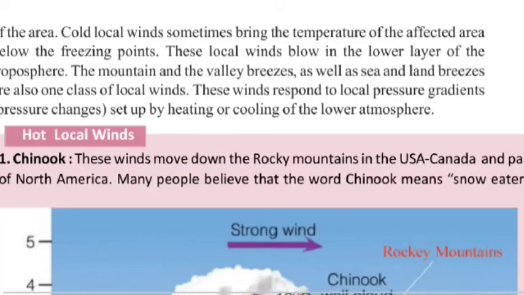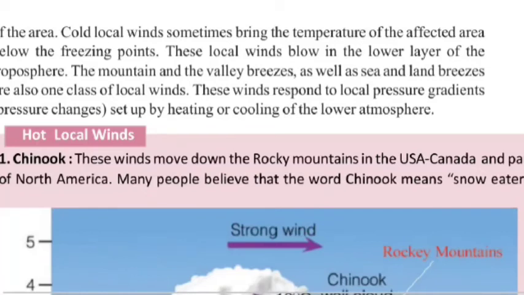These winds respond to local pressure gradients, meaning pressure changes set up by heating or cooling of the local atmosphere. Here you can see some examples. Again, local winds are divided into hot local winds and cool local winds. Here are some examples.